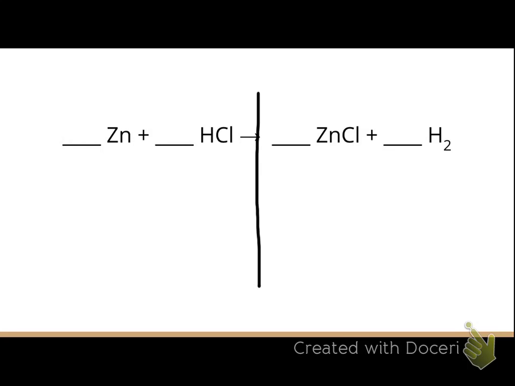So one thing I need to change here is this should be a 2 because zinc is +2. So that should be zinc plus HCl gives ZnCl2, which is zinc chloride, plus hydrogen gas. Okay? So first thing I want to do is count how many of each thing I have on each side.